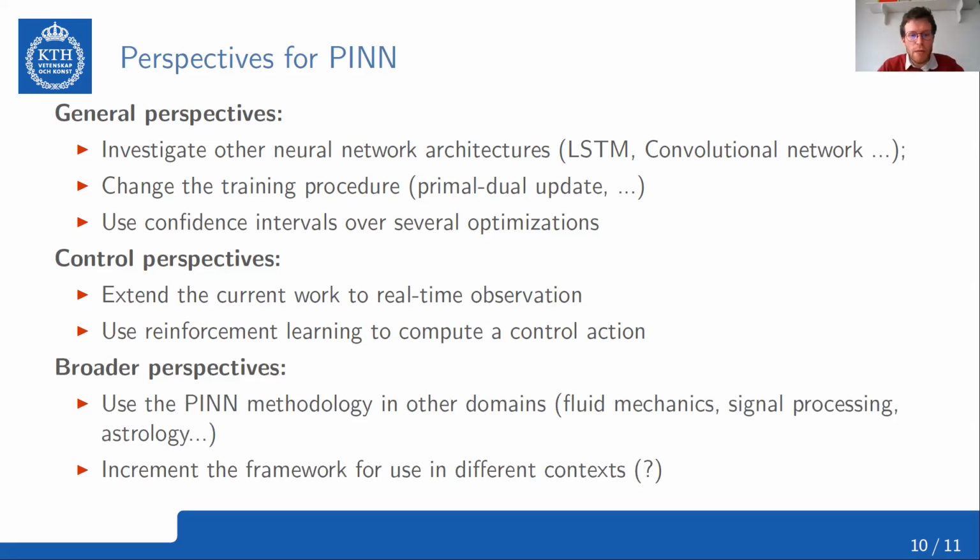And some other broader perspectives, maybe where you can come in: I would like to use the PINN methodology in other domains, maybe in fluid mechanics, in signal processing, in astrology. I have seen some works, for instance, trying to estimate the blood pressure in your brain using physics-informed neural networks, but maybe there are other interesting things to study. And I hope that if we discover new contexts, maybe we will also need to add new things to the framework and see how it behaves in different contexts. That might lead to some very interesting challenges, but I don't know them so far.